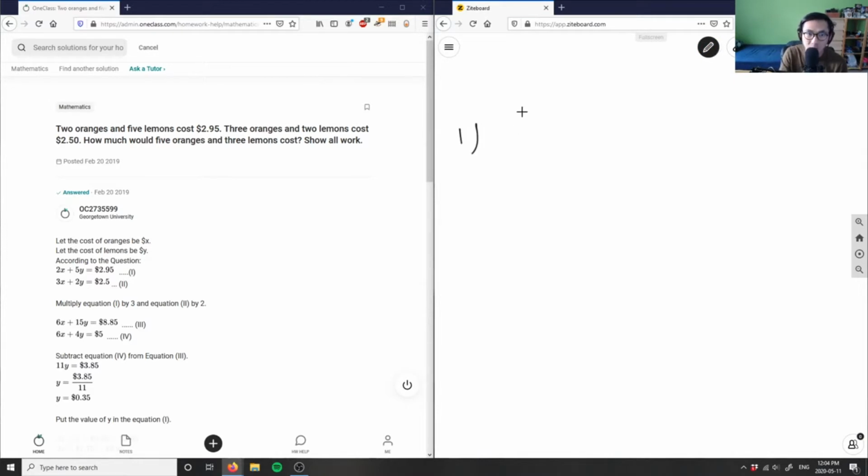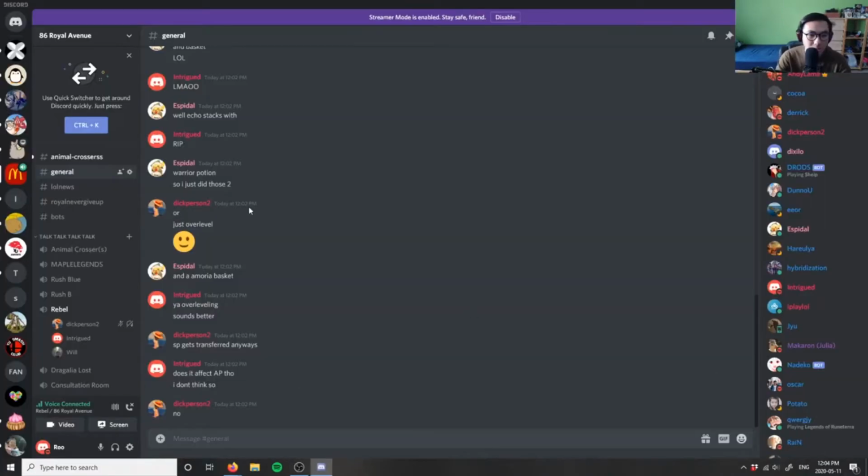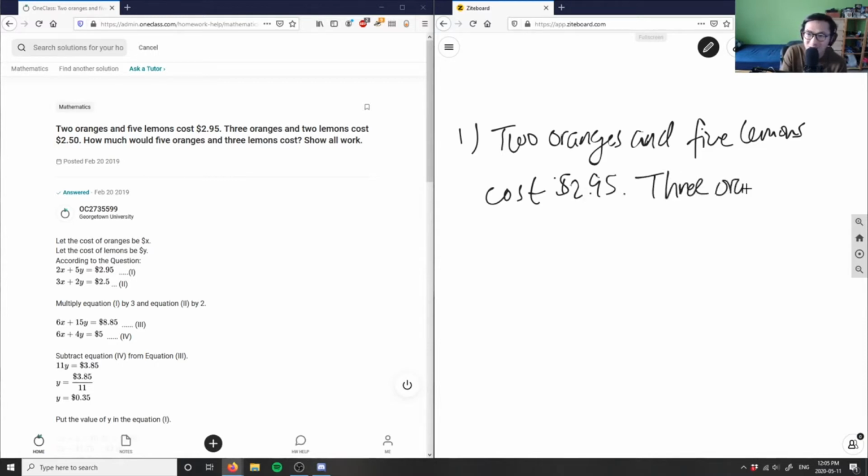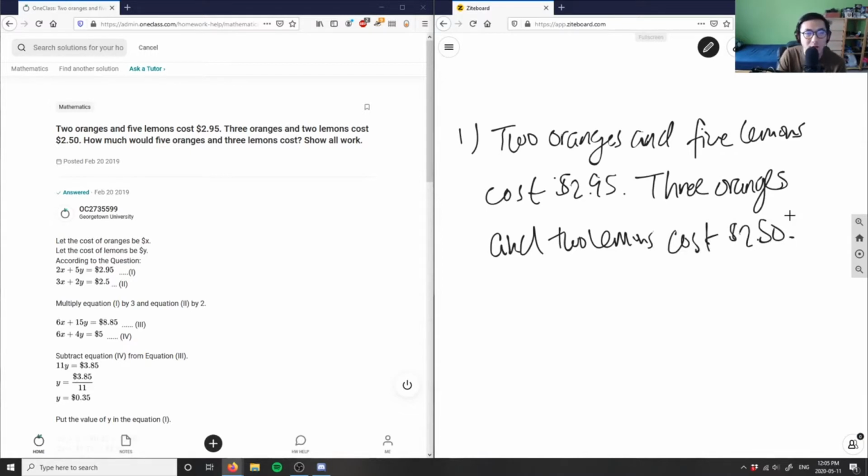So again, it says here, 2 oranges and 5 lemons. So I'm going to write that down. 2 oranges and 5 lemons cost $2.95. And then 3 oranges and 2 lemons cost $2.50. How much would 5 oranges and 3 lemons cost?